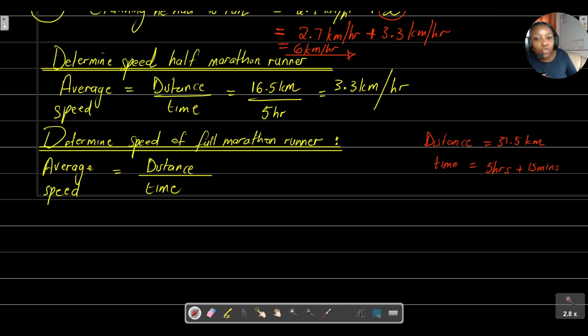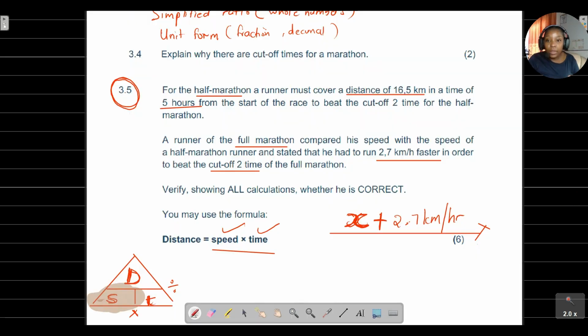So at this point, you already need to know what needs to happen. You already need to see what the issue is here, right? We're given time in units of hours and minutes. I explained that the unit for distance must always be kilometers, the unit for time must always be hours, and the unit for average speed must always be kilometers per hour.